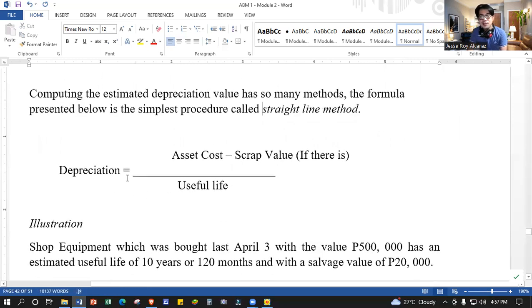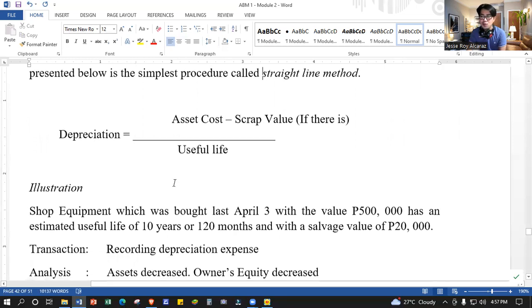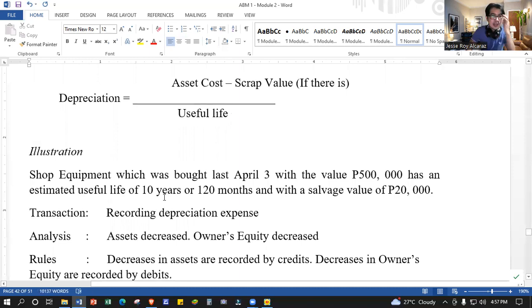So depreciation under the straight line method is debit. Depreciation is equal to asset cost minus scrap value or the salvage value if there's any, and then divided by the useful life. So to show you how to use this formula, let's have an equipment which was bought April 1. Again, take note of the date. With a value of 500,000. It can be used for 10 years or 120 months and a salvage value of 20,000 pesos.